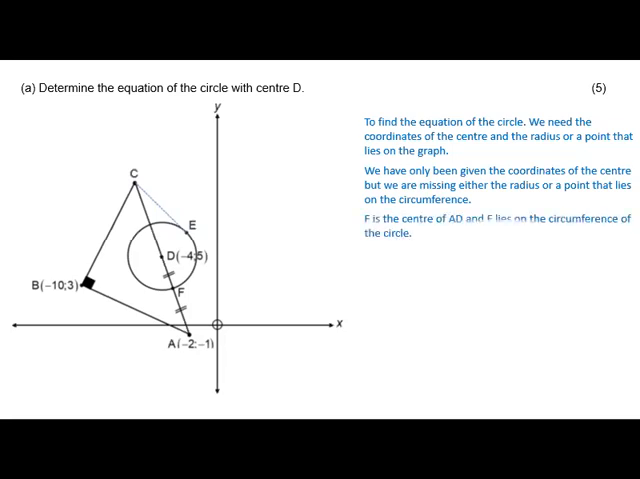F is actually not the center. I don't know why I said it's the center of AD there. F is the midpoint. Oh, that makes sense. We can say that F is also the center of AD, but it is actually the midpoint of AD, and F lies on the circumference of the circle.